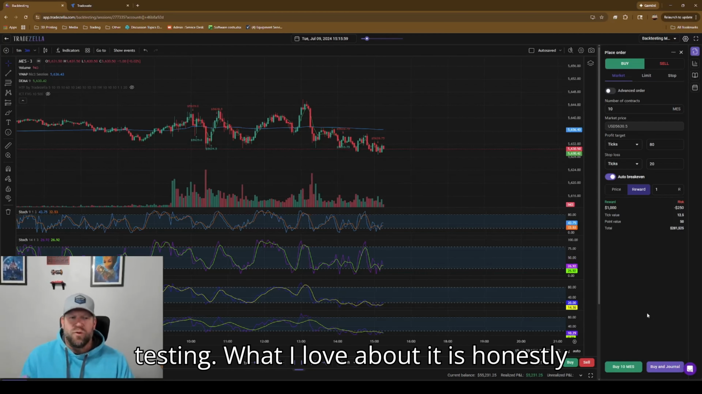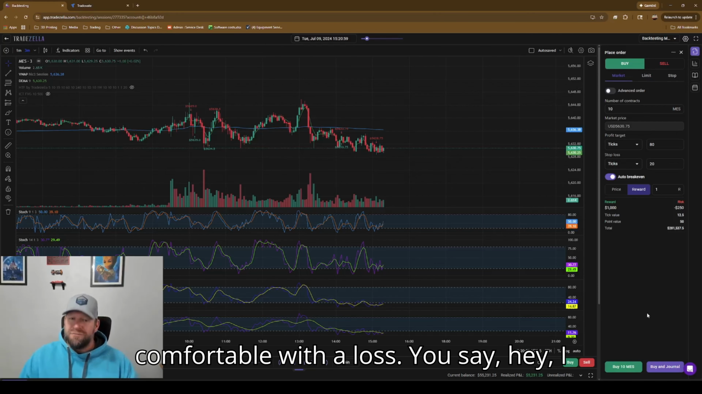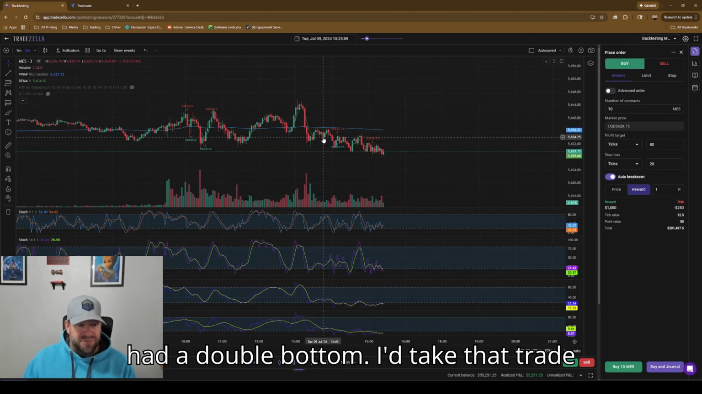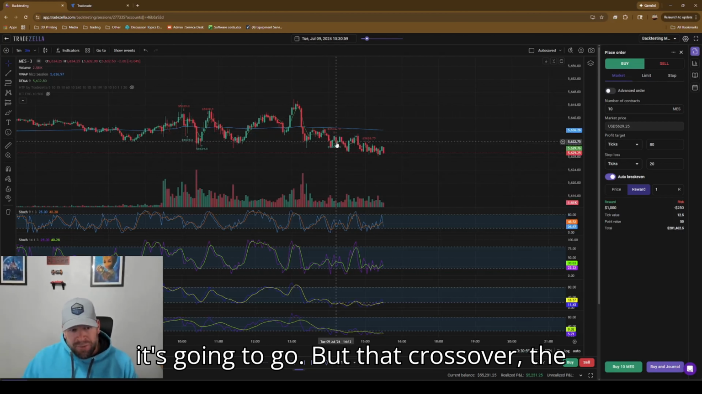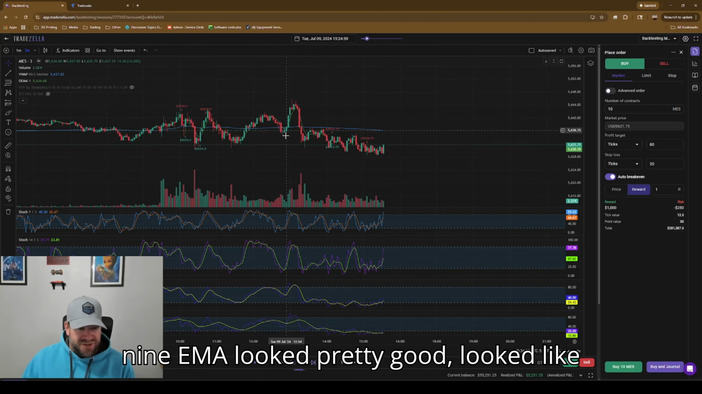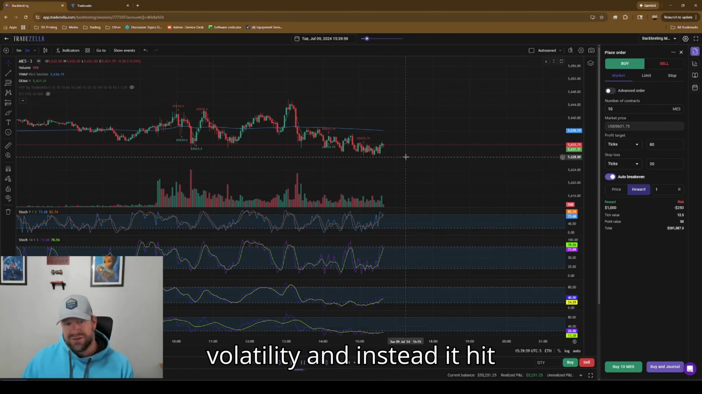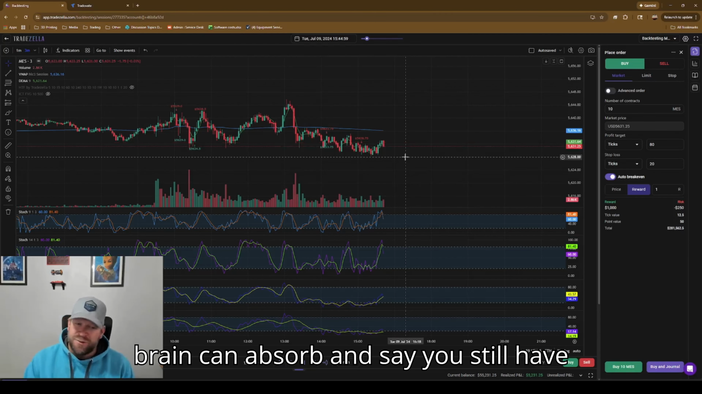And backtesting, what I love about it is honestly one of the easiest ways to get comfortable with a loss. You say, hey, I had a double bottom. I'd take that trade again. I still don't even know where it's going to go, but that cross over the 9 EMA looked pretty good, looked like it was going to continue to mirror this volatility, and instead it hit consolidation. That's a lesson that your brain can absorb and say, you still have your edge.